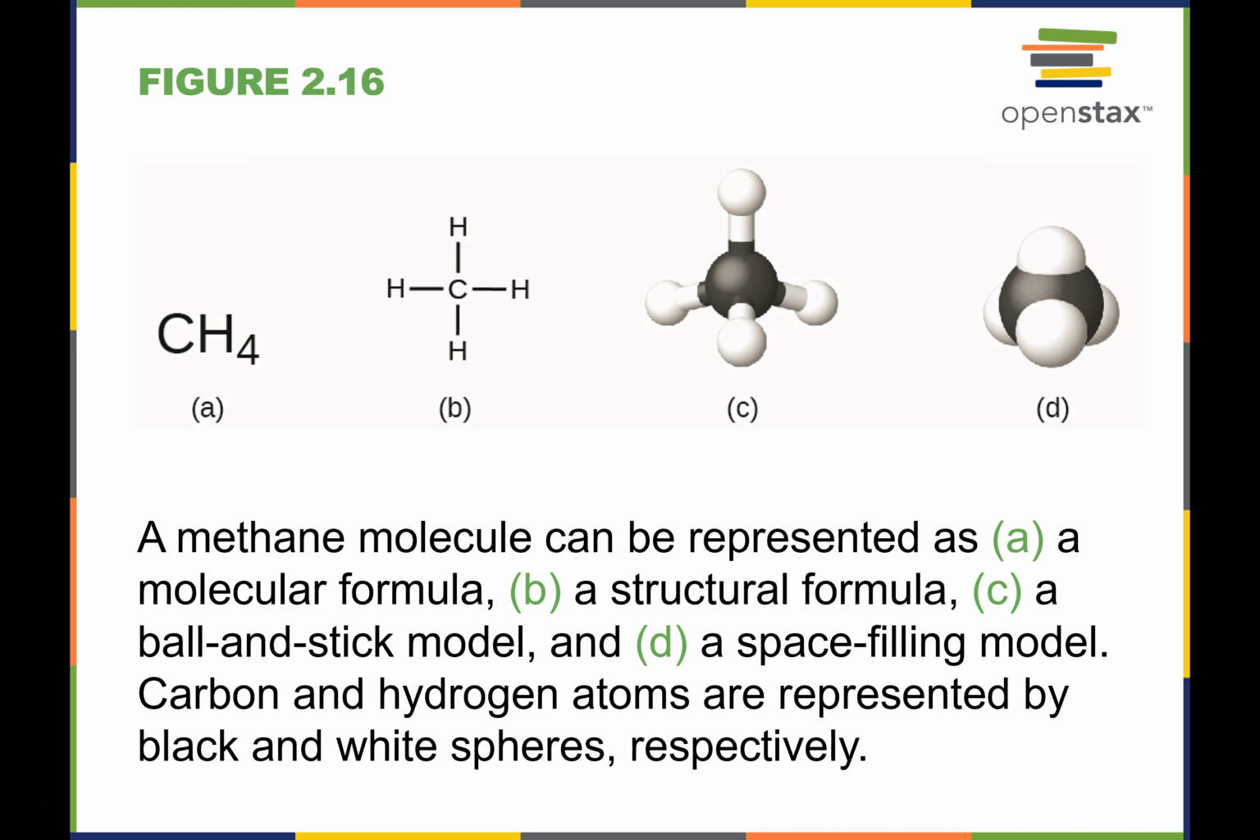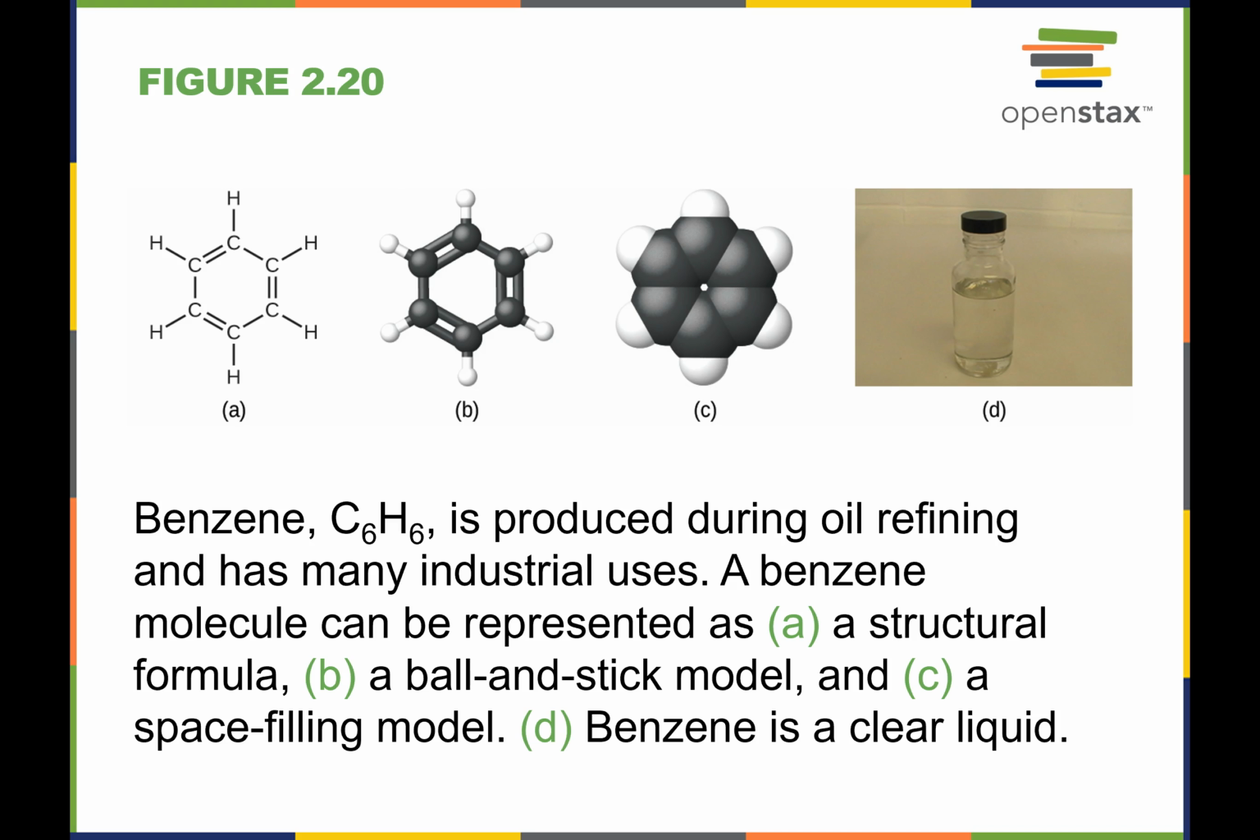Methane, CH4, there are different ways to look at what that would look like. There's just the straight old formula, and then B is the structural formula, C is a ball and stick model, and D is a space filling model for methane. This is benzene, C6H6. Again, different representations. Here's a picture: under normal temperatures and pressures on Earth, benzene's a liquid.